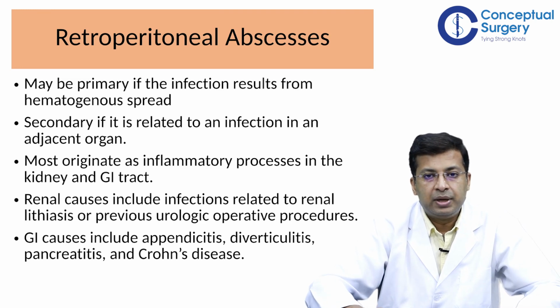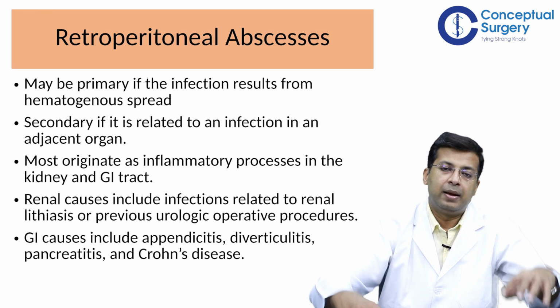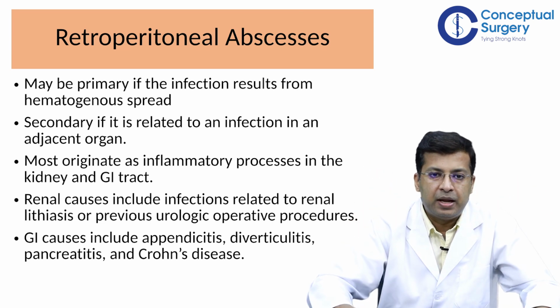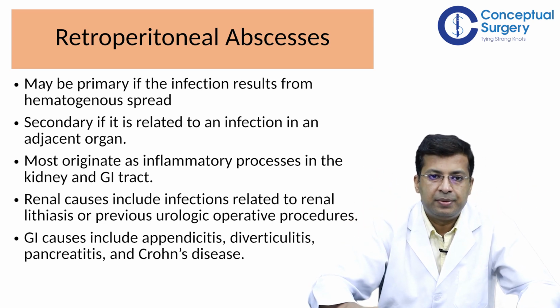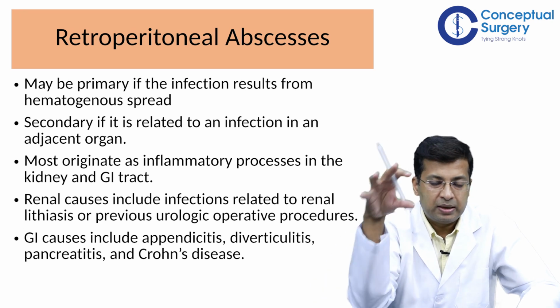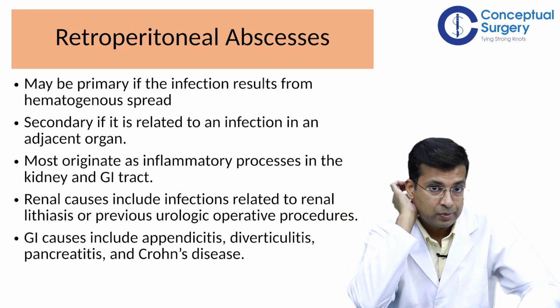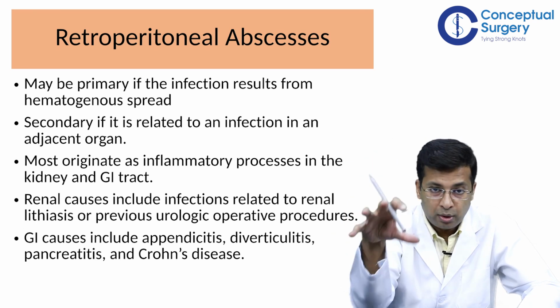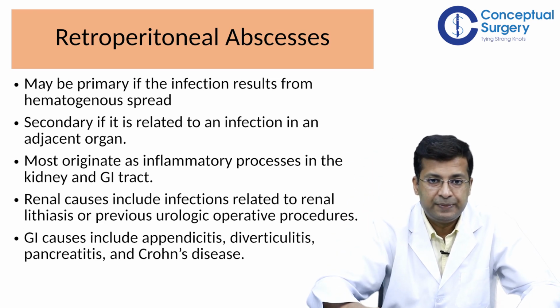Next is retroperitoneal abscess, which is again an umbrella presentation of so many different disorders. It may be primary in case the infection results from hepatogenous spread and lodges in the retroperitoneum, which is a rare condition. Secondary if it is related to an infection in an adjacent organ, which is the more common cause of most of these abscesses.